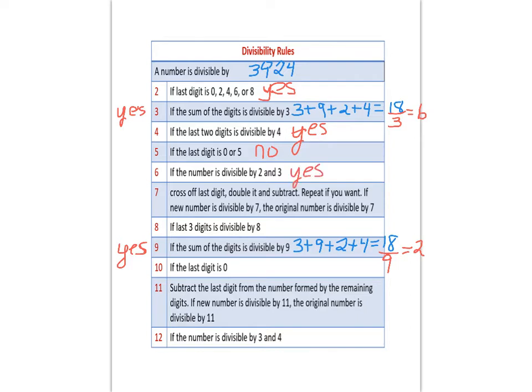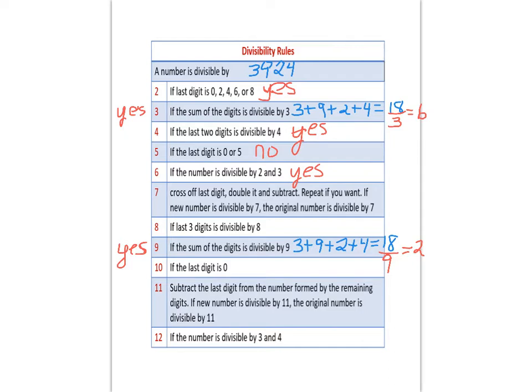For 7, this is a crazy rule. Cross off the last digit, which would be the 4, double it, which means multiply that 4 by 2, which is 8, and then subtract it. You would take 392, because that's what's left, and subtract 8 from it, all in your head. If that new number is divisible by 7, the whole original number is divisible by 7.